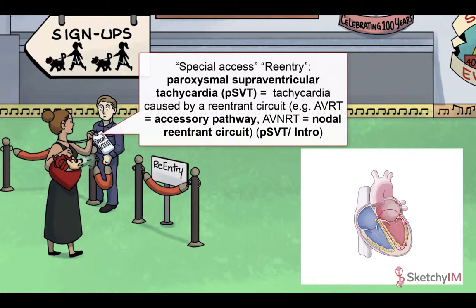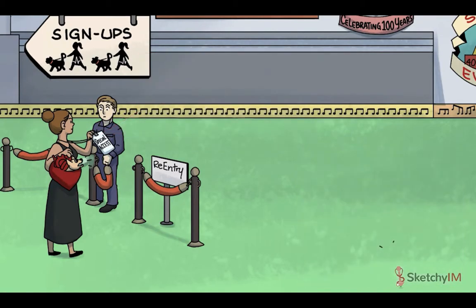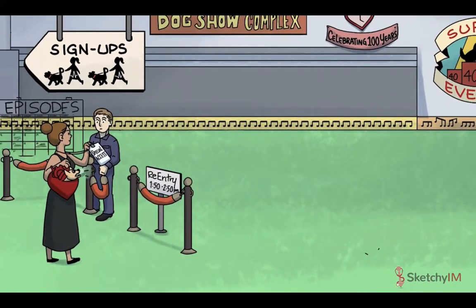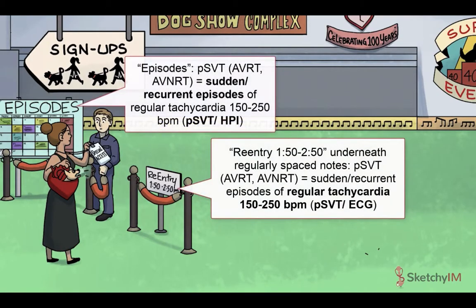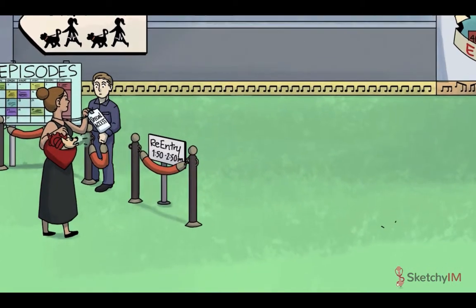And the loop continues. So, as this dog fancier here sneaks in through a special reentry point, keep in mind that this extra pathway consists of an accessory pathway away from the AV node, or a reentrant circuit right around the AV node itself. The reentrant circuit of electricity produces a regular tachycardia with a rate generally between 150 and 250 beats per minute. Again, just want to remind you that we're on the regular rhythm side of the room here, hence the regular notes in the back. These tachycardic events are sudden and recurrent, paroxysmal, if you will.